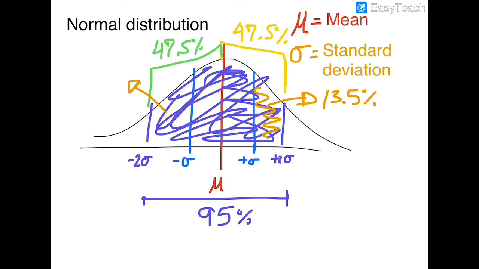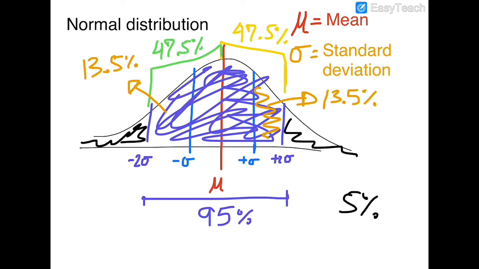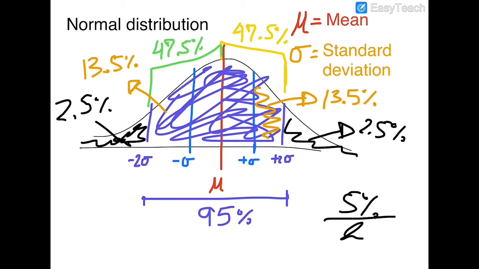So again, this one is going to be 13.5%, right? And what if we wanted to know how much is outside, in this part? If we know that this part is 95%, then what is outside is just the 5%, right? We wanted just one of them, so we have to divide it by 2. So this one is going to be 2.5%. So this part is also going to be 2.5%, right?